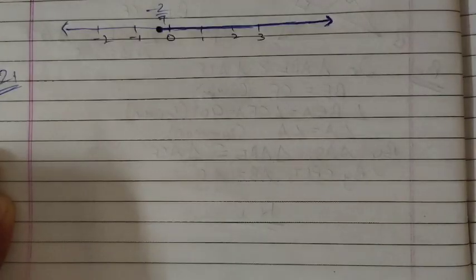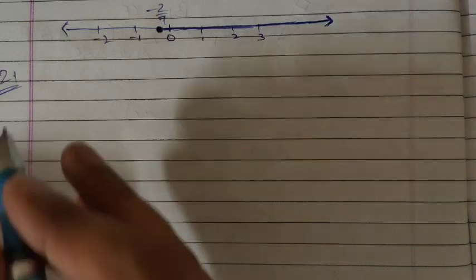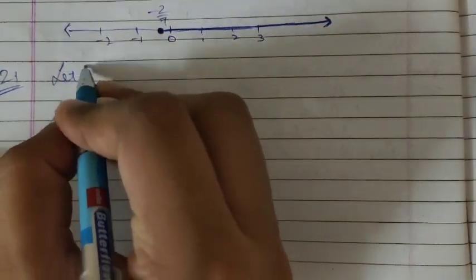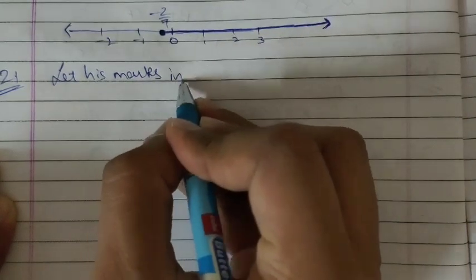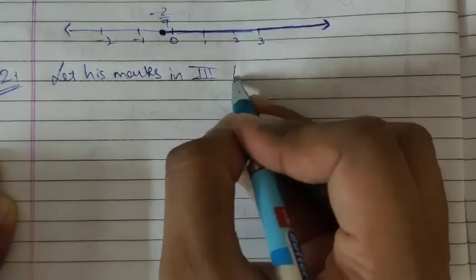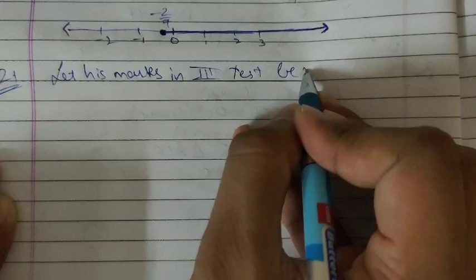Next is question number 21. Ravi obtained 70 and 75 marks in the first 2 unit tests. Find the minimum marks he should get in the third test to have an average of at least 60 marks. At least 60 means 60 or greater than 60, right? So let his marks in the third test be x.